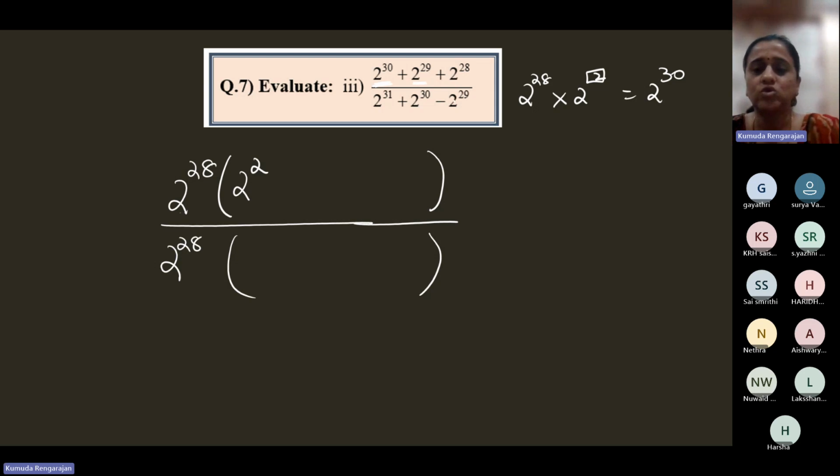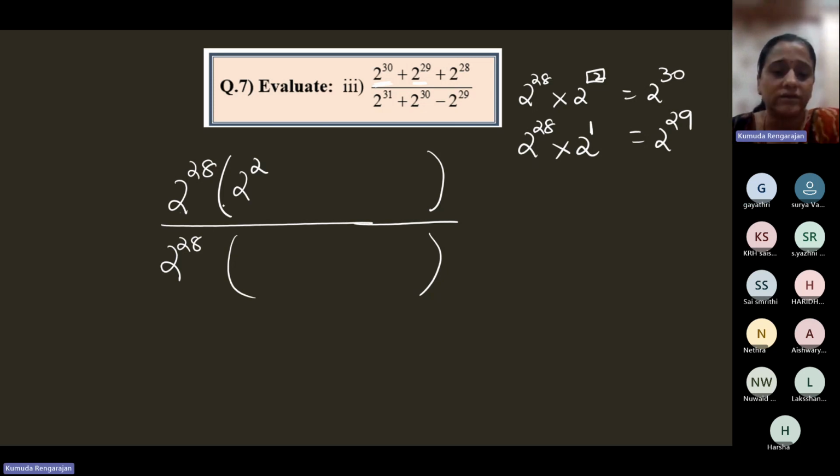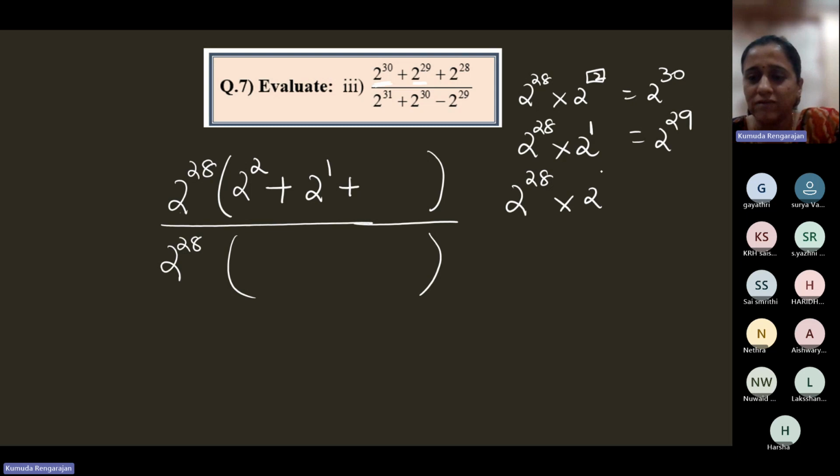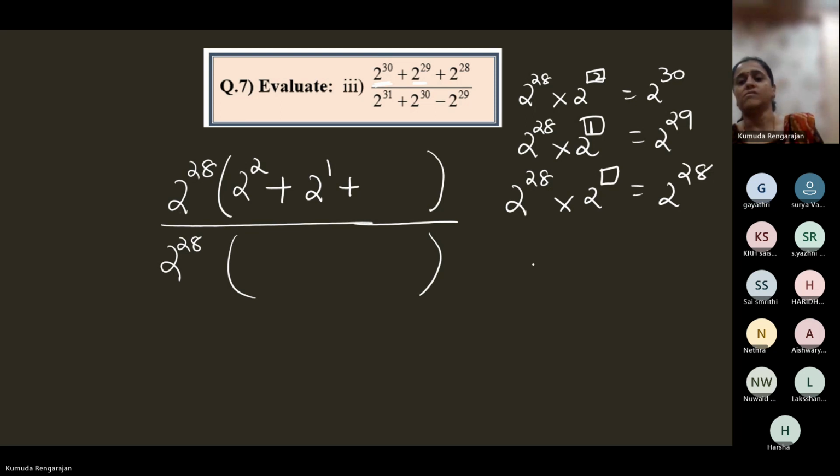The second term you should get is 2 to the power 29. And outside we have 2 to the power 28. So 2 to the power 28 into what? Into 2 to the power 1 will give you 2 to the power 29. So plus 2 to the power 1, plus we have 2 to the power 28 outside. So 2 to the power 28 into 2 to the power what will give you 2 to the power 28 itself? 0. So 2 to the power 0.